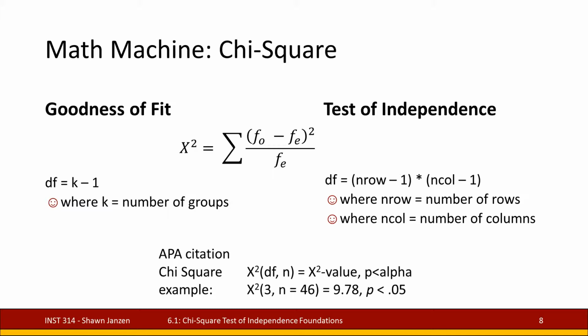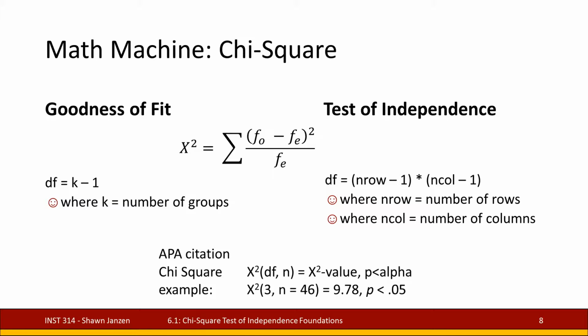Looking at the math that goes into the chi-square, as we compare the goodness of fit and the test for independence, it has the exact same formula. Fantastic, less you have to cover. But they do have a few differences beyond the formula itself. In the goodness of fit, we only have one k, where k is the number of groups, and it's k minus 1 for your degrees of freedom.